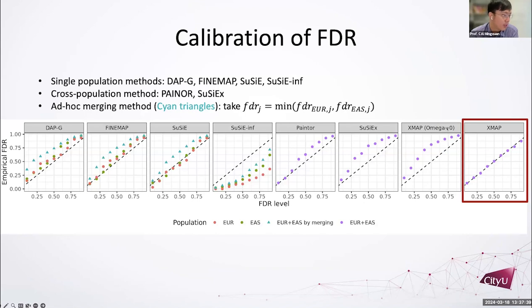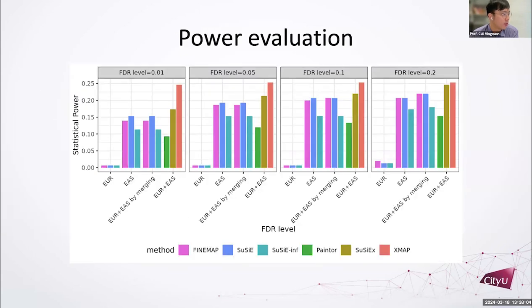Now we first evaluate the calibration. The rightmost figure shows XMAP's false discovery control. The x-axis is the expected FDR level, and the y-axis is the empirical FDR level. We compare across all methods, but the key message here is that XMAP is well calibrated in the case of no confounding bias, and we also achieve the highest statistical power in identifying the causal signals.